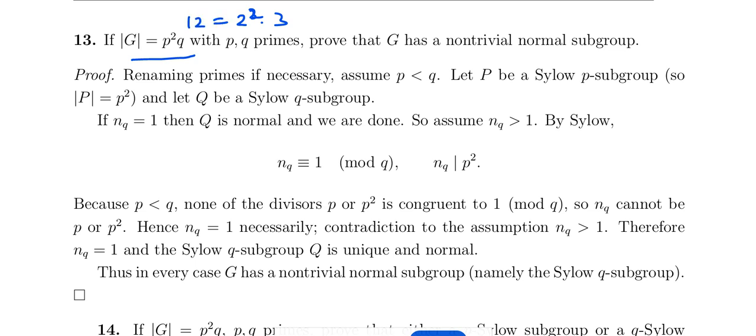So that is 2 squared into 3, that is with p, q primes. So G has a non-trivial normal subgroup. Now that is not simple.